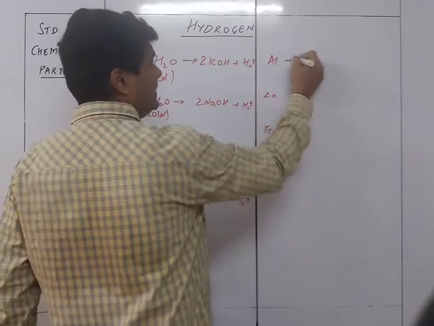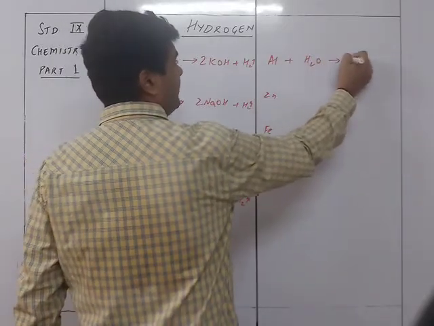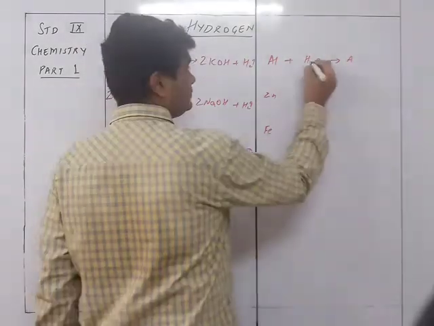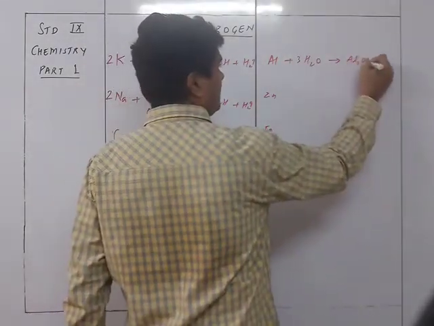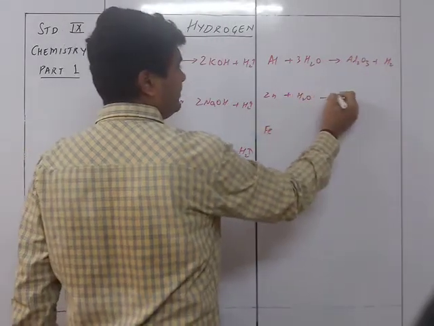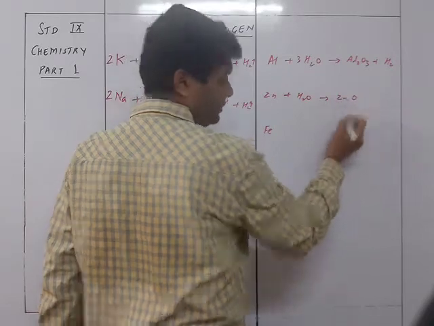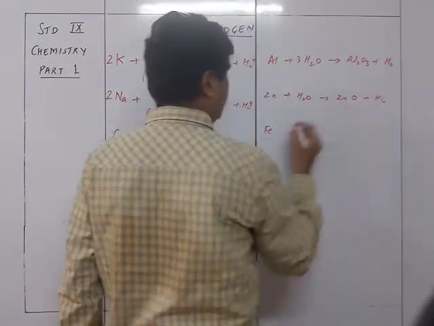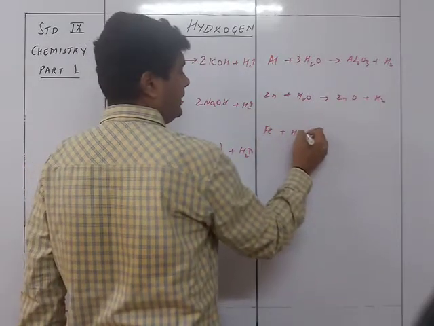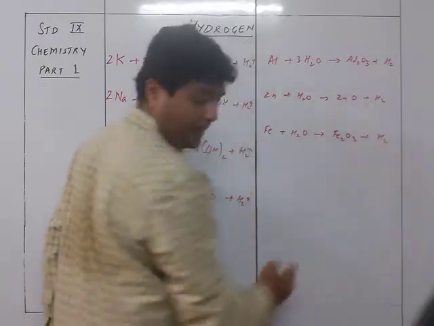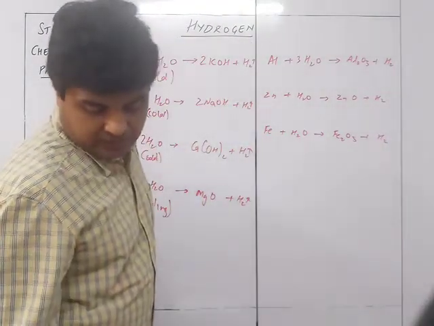if you take these, aluminum will give you Al2O3 plus H2. In this case, Zn plus H2O will give you ZnO plus H2, and Fe will give you Fe2O3 plus H2. So balancing it, we get the coefficients 2, 3.